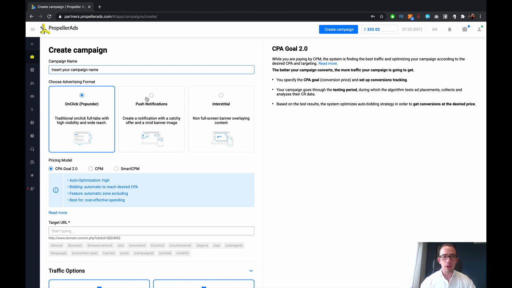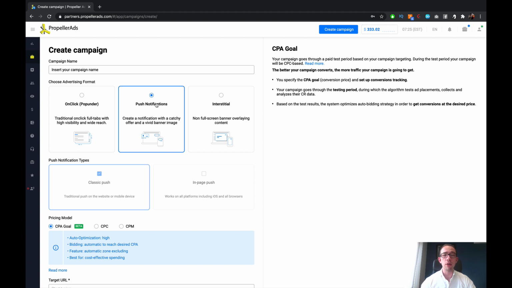Then we have, and it's full tab, right? Highly visible and wide reach. That's how it shows. All right, fine. Push notifications, something you might have seen already on my channel, which is basically users are subscribed to a database. So a previous action has happened before and they get a push notification on their phone or on their desktop, as you can see here, very small.